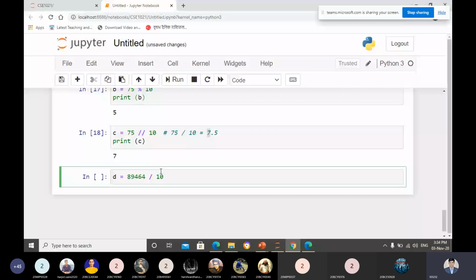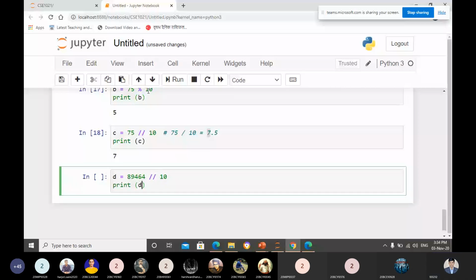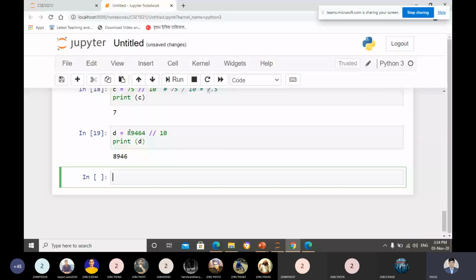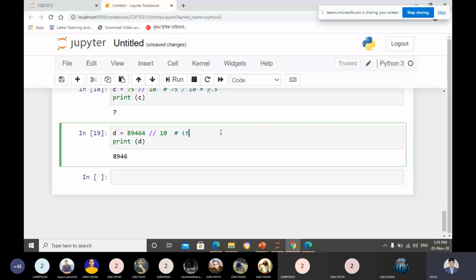So let us check once again. Upper concept. It will be the integer part only, that would be the 8946. So 0.4 will be discarded, so it gives the integer part only. In the summary line I can say it gives the integer part. Okay. Now is it clear to all?